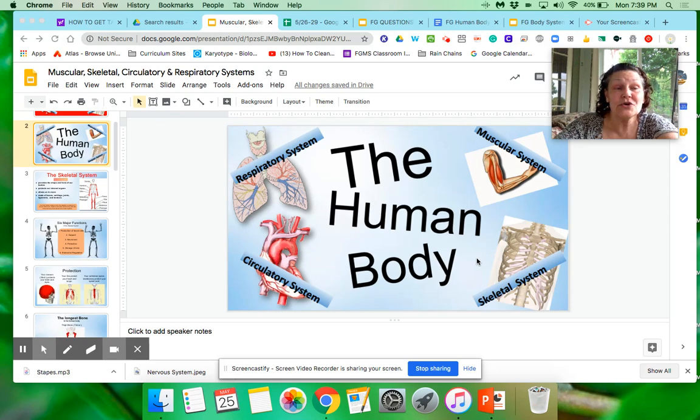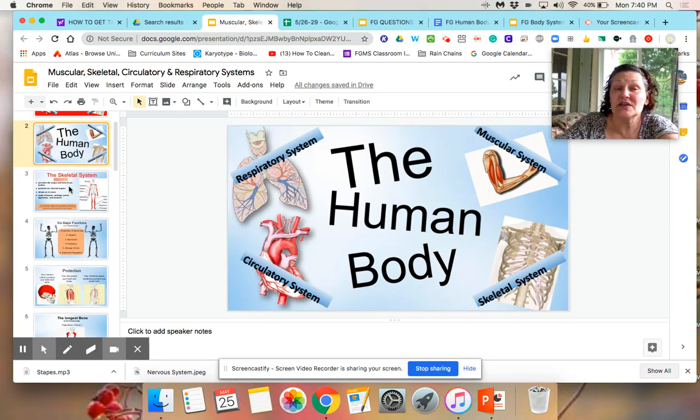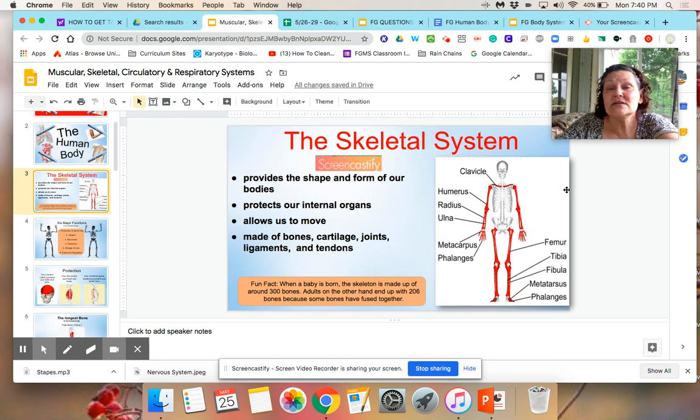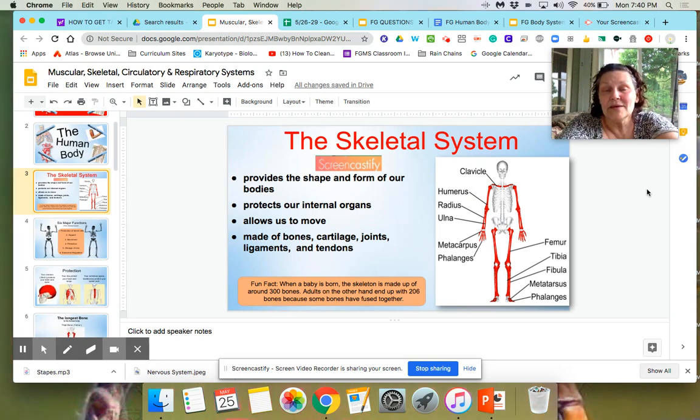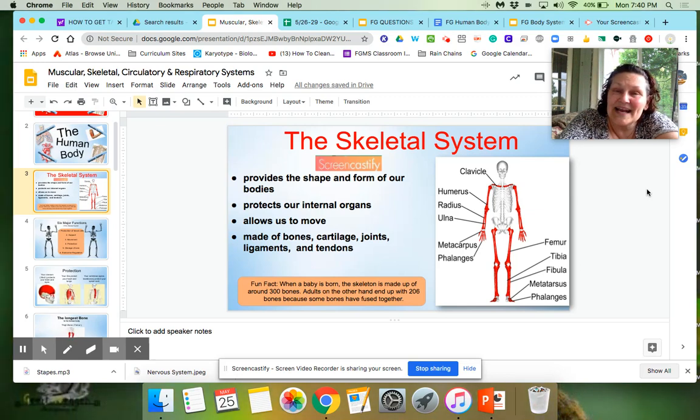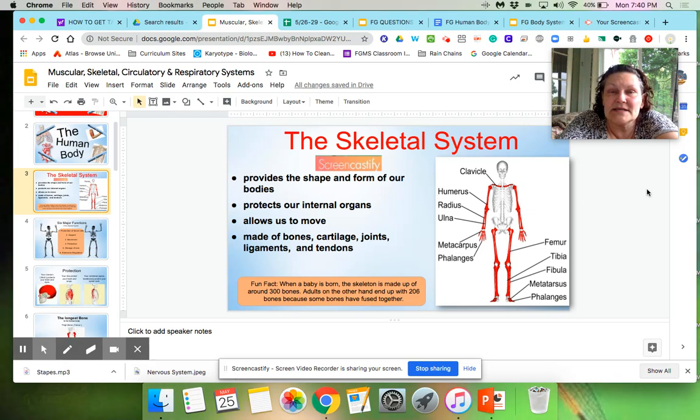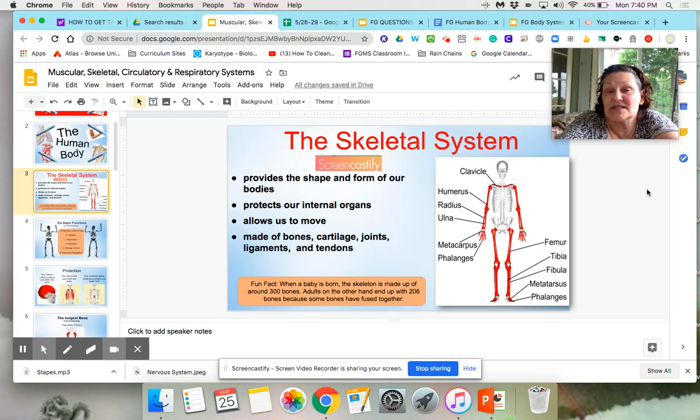So the first one we're going to do is the skeletal system. And the skeletal system, I think everybody sort of has a handle on it, right? Most people know what a skeleton is. What I want you to get out of this is to know kind of what its job is and what its structure is a little bit, and what the parts of the system are.